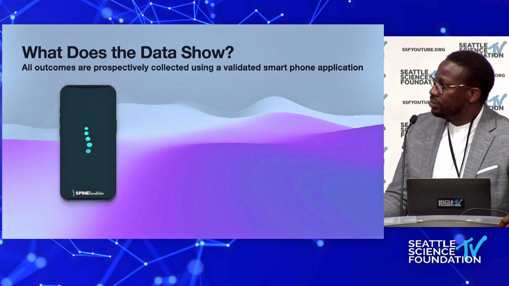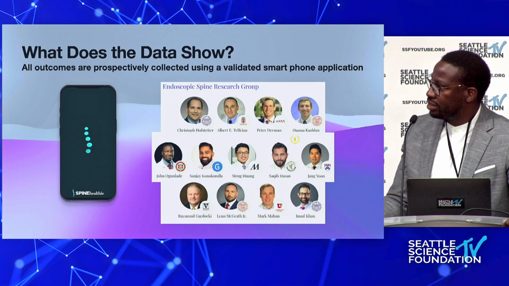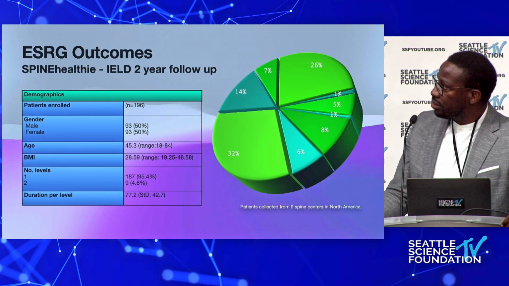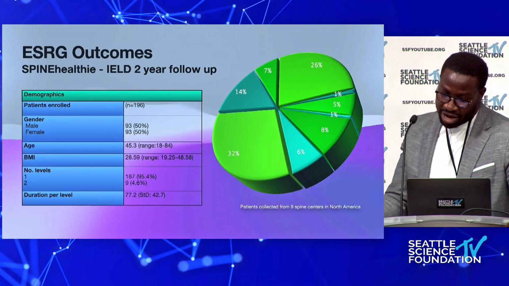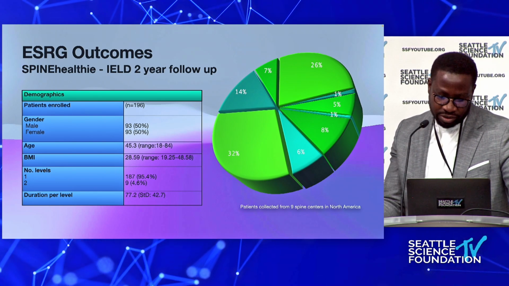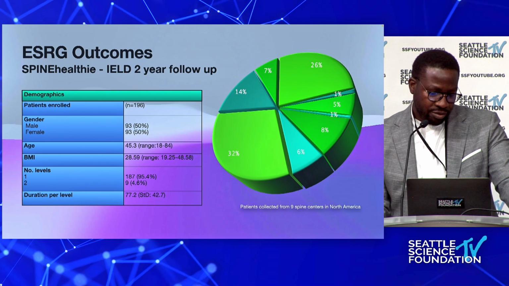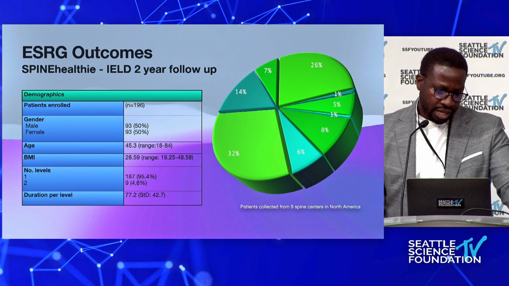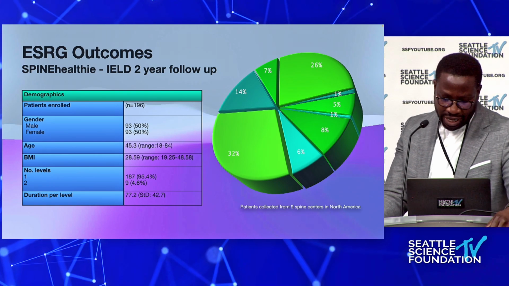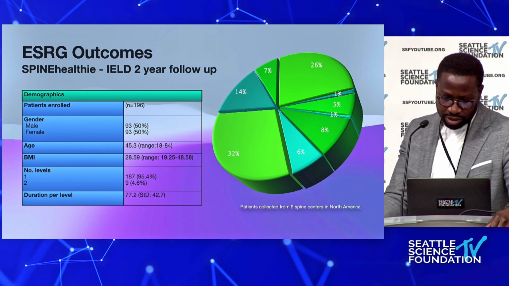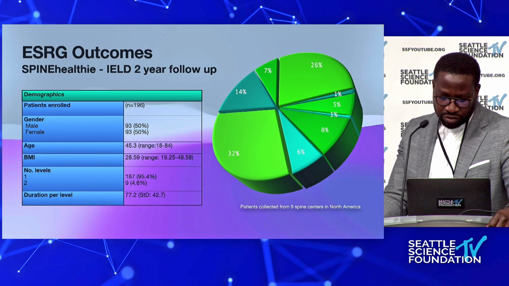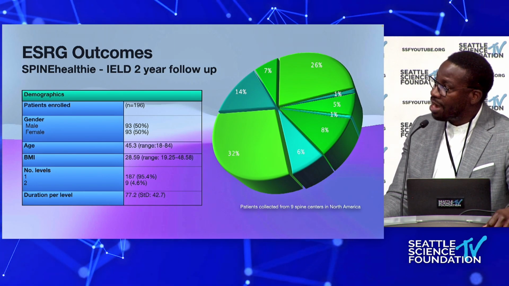So what does the data show? And I think this is very important, again, collected through the ESRG research group. This is a distribution of our patient demographics. As you can see, about 196 patients were included in this review of data. About 50-50 male and female, average age about 45. The BMI was around 28, so a little bit under 30. And the number of levels treated was predominantly one level, with an average time of a little bit over 1 hour.